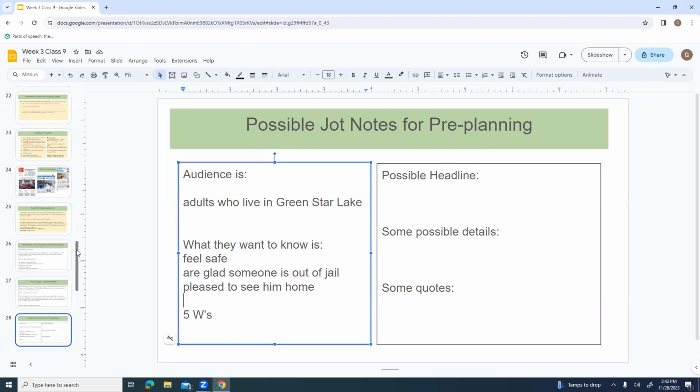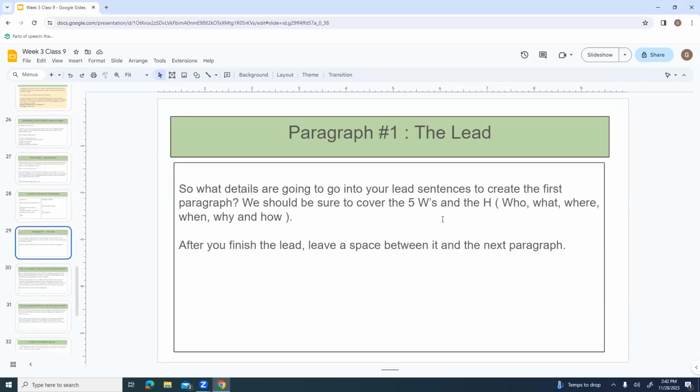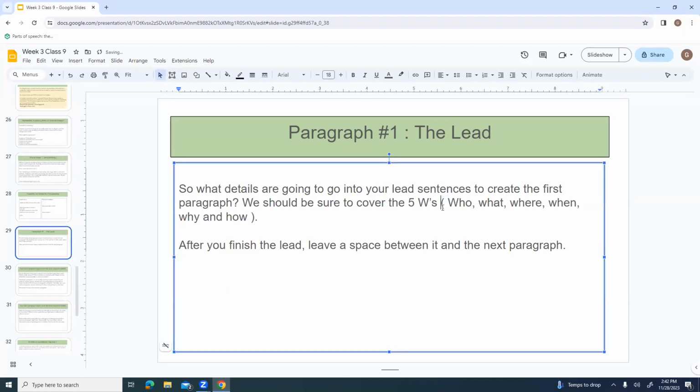Oh my gosh, look at the time. Okay, we're gonna kind of race through. First paragraph. Paragraph number 1 is the lead. All your details, the 5 W's should be there: the who, what, where, when, and why. After you finish that whole little paragraph, it might be a sentence, might be a really long detailed sentence or 2 sentences. Leave a space between it and your next paragraph, okay?